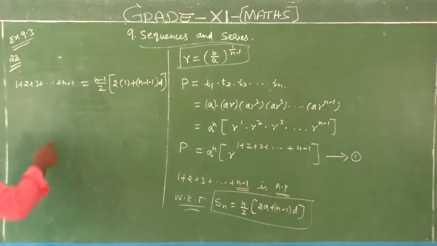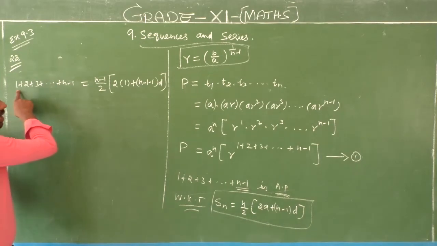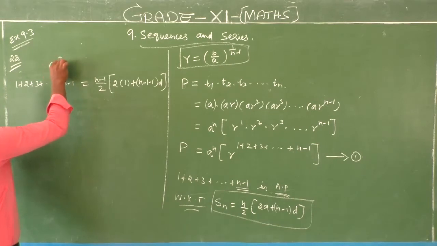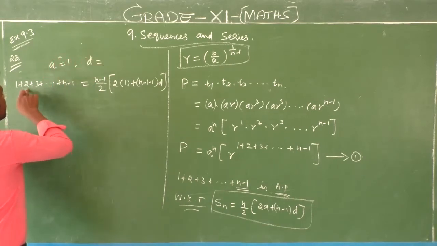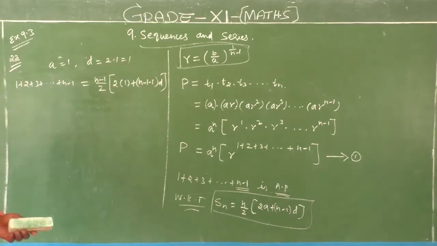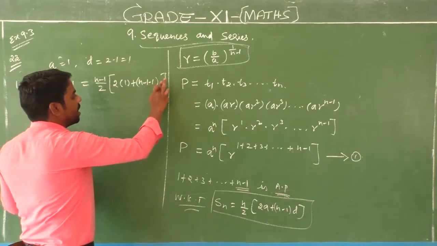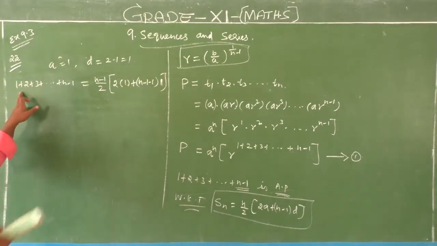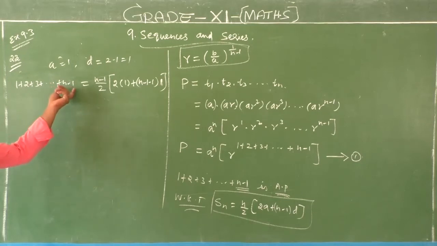So 2 into A, where the first element A is 1, and D is equal to 2 minus 1, which is also 1. So D is replaced by this value 1. Here the first element is 1, the common difference is also 1, and the number of terms is n minus 1, so n is replaced by n minus 1.